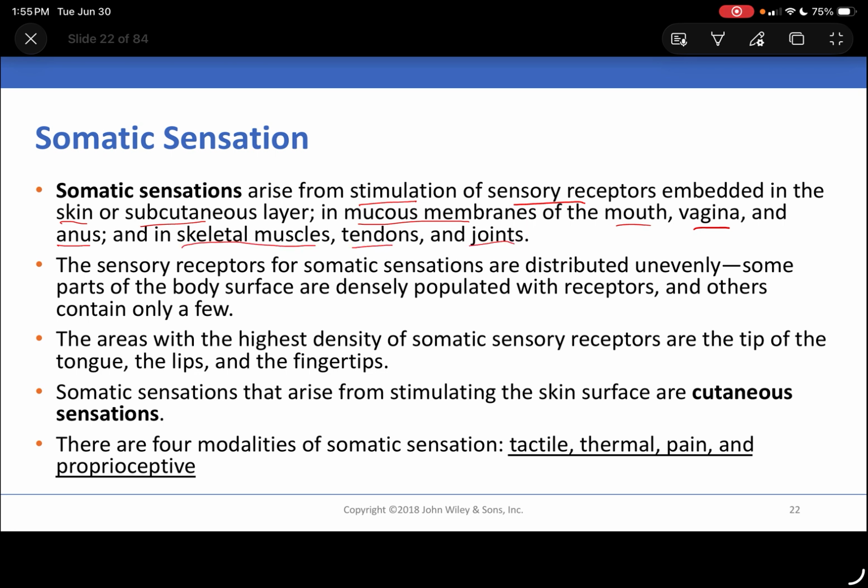Okay. Now these sensory receptors for somatic sensation are going to be distributed very unevenly. All right. And so this means that some parts of the body are going to have a ton of these sensory receptors, and other parts are going to have much less.